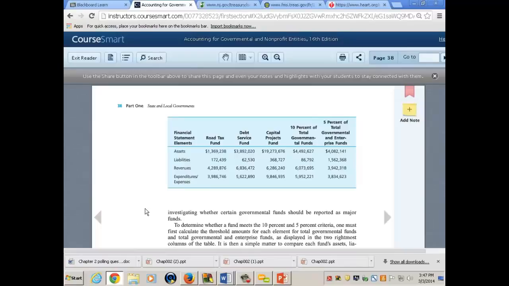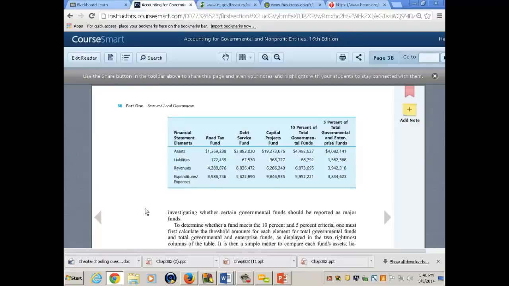And you say, wow, what does that mean? Well, there's some strange stuff on the right. 10% of total governmental funds, 10% of the amount of the total governmental funds, and 5% of the total of governmental and enterprise funds. Remember we saw those 2 next to each other? All right. So basically the way to determine this is that if any one of these elements exceeds 10% of that number and 5% of the following number, it becomes a major fund. And you say, I'm now totally lost. Well, let's take a look at this.